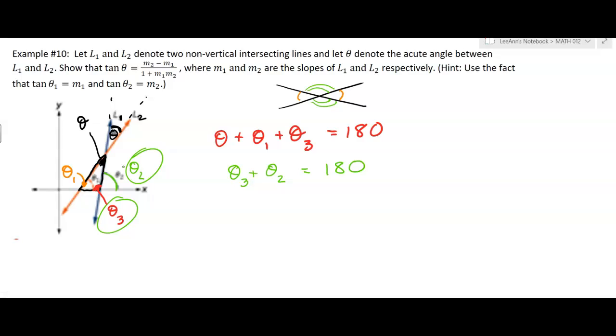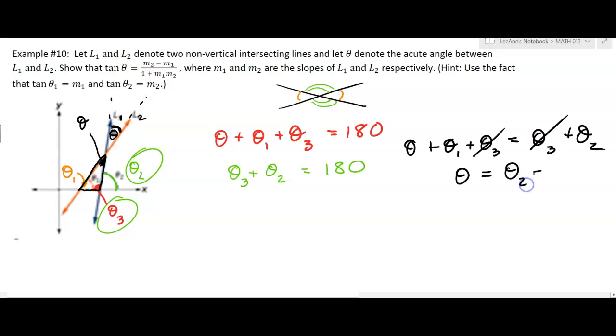Okay, so now I'm going to use those two ideas together to say theta plus theta sub 1 plus theta sub 3 is equal to theta sub 3 plus theta sub 2. You could have a better way of doing this. This is just the way I'm doing it. You can subtract theta sub 3 from both sides. So theta is going to equal theta sub 2 minus theta sub 1. Now that's important. That's like a little golden nugget here. It's not the answer, but it's a golden nugget.